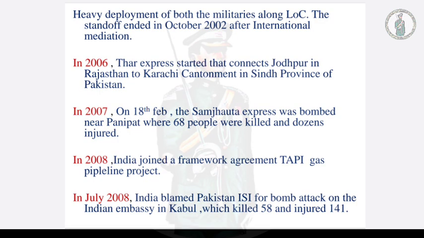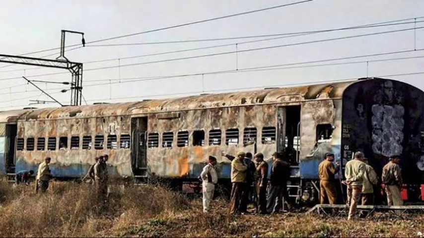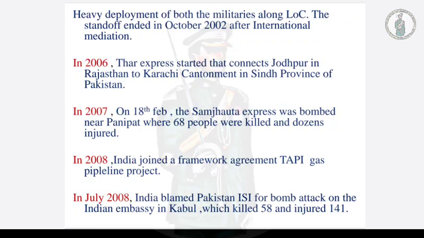Then in 2007, the Samjhauta Express train was bombed near Panipat, where 68 people were killed. And the next year, in 2008, India joined the TAPI pipeline project with Turkmenistan, Afghanistan and Pakistan. But in the same year, in the month of July, again there was an attack on the Indian embassy in Kabul, where 58 people were killed, and India blamed Pakistan's ISI for the attack.